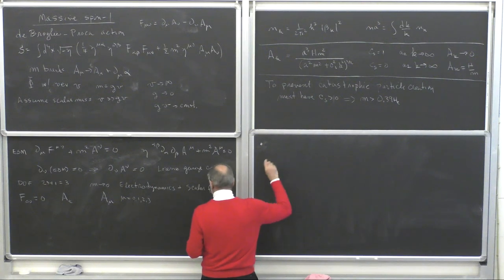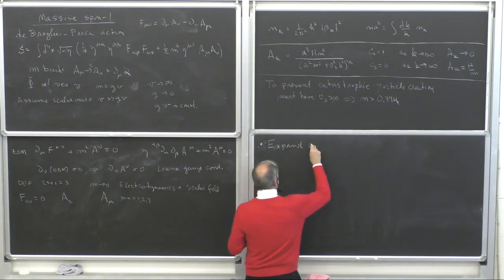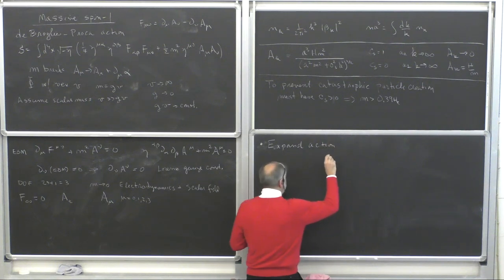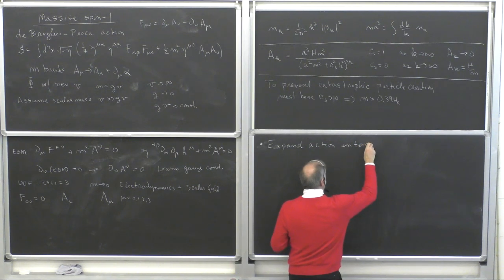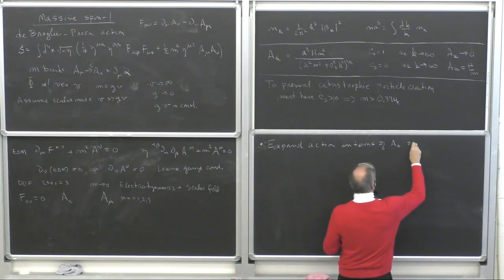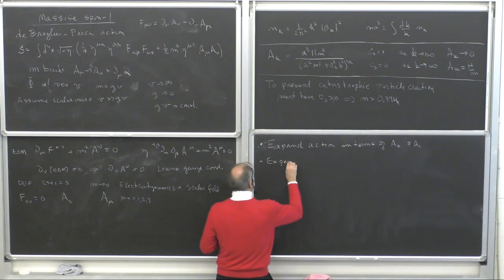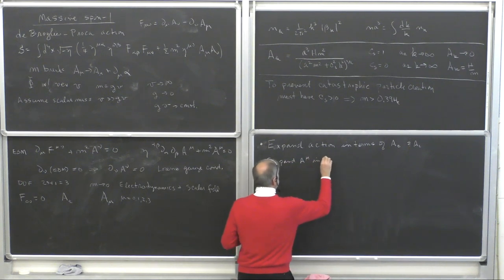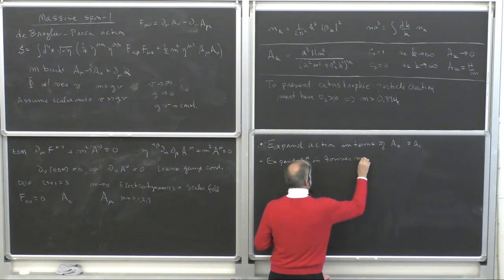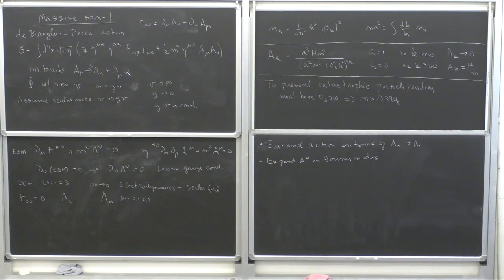So what are the steps? I'll just outline the steps without doing it. We're going to expand the action in terms of A sub t and A sub i. Expand A sub mu in Fourier modes. It's simpler to me to remove the redundant degrees of freedom, remove A t, after expanding in terms of Fourier modes.